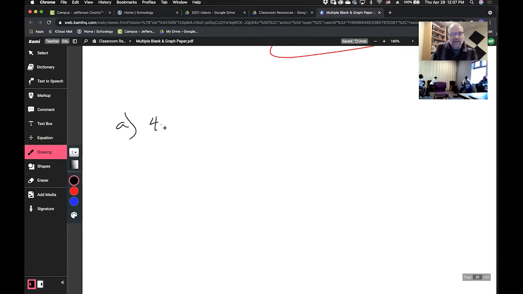Here we go. 4x plus 5 plus 3x minus x equals negative 7x minus 8. All right, see if you can solve for x.